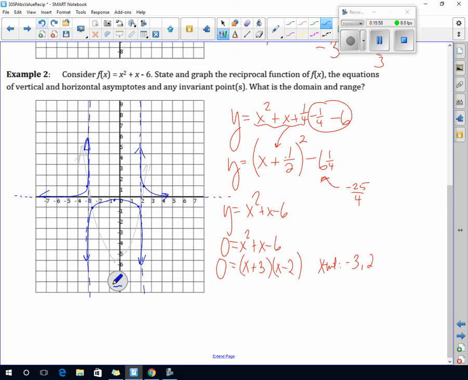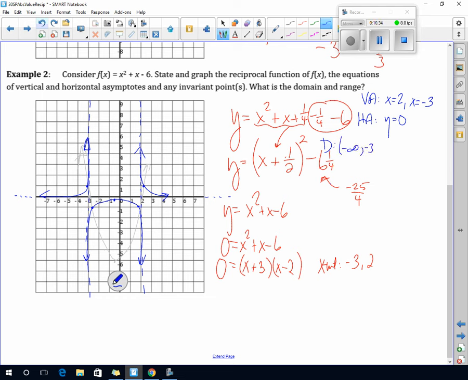Okay, so what's the domain and range? Okay, first off, what's my vertical asymptotes? X equals what? 2 and x equals negative 3. What's my horizontal asymptote? Y equals 0. What is my domain? Negative infinity to negative 3, round bracket. Negative 3 to positive 2, union, 2 to infinity.